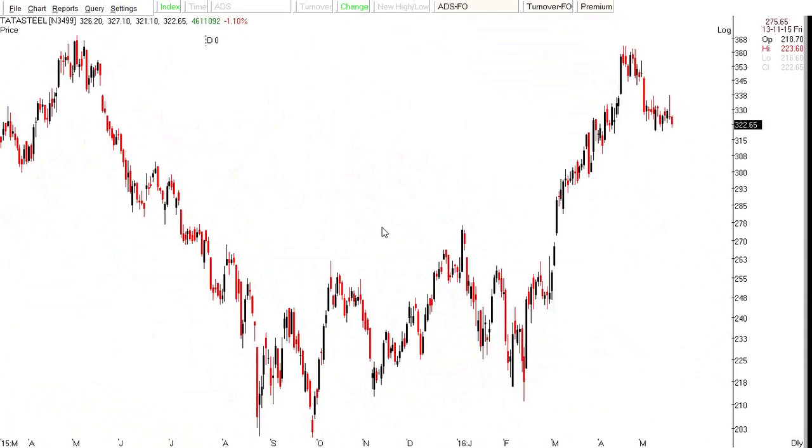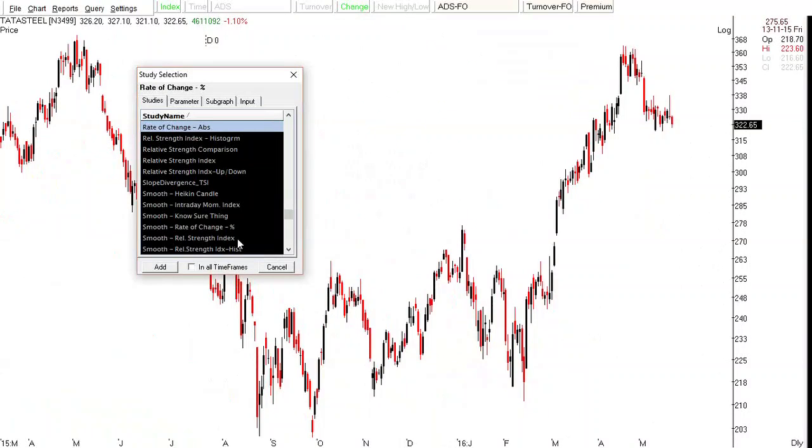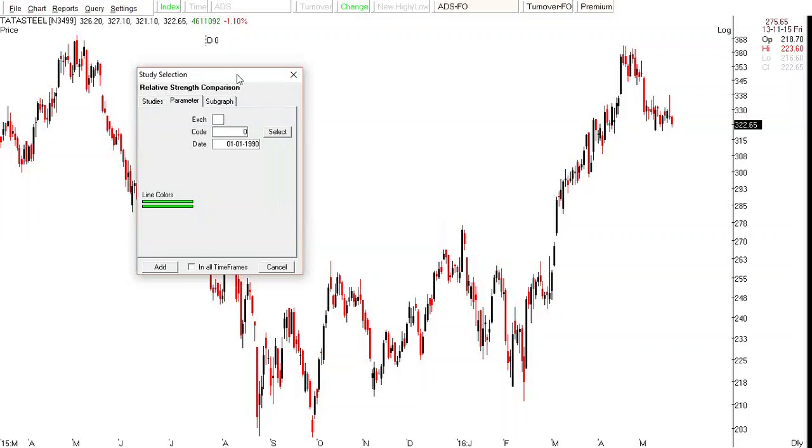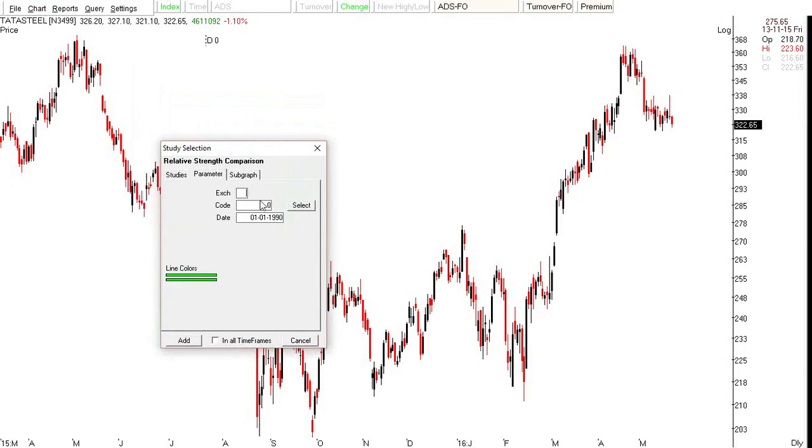Step 1. You plot a relative strength comparison. You plot the relative strength comparison indicator, and this one indicator you'll find in most of the software. You need to tell the software that, hey, I want to plot relative strength. So I need the denominator, right? So what should be the denominator? We want to compare it with Nifty. If you remember, the code of Nifty was N59901. And let's say I want to compare since 1990, and I hit add.